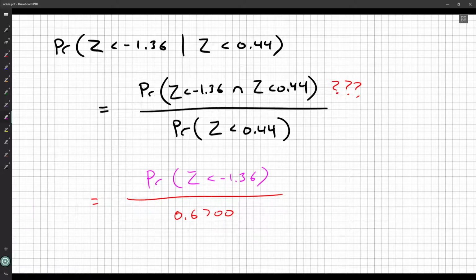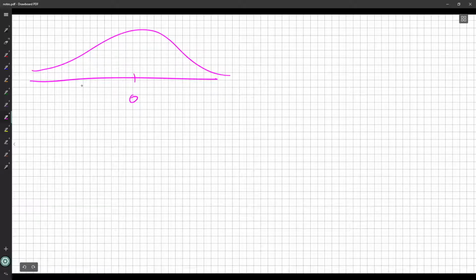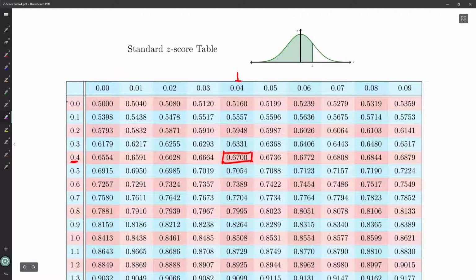Now that can't immediately be looked up in our standard normal table, but if we draw a couple of pictures, we can figure out what to do with it. I'll draw a bell curve, negative 1.36. The probability that z is less than negative 1.36 is the area to the left under the bell curve here. This is what we want. But when it comes to this table, you can't deal with negative z values. The smallest value is 0.00, and then it only ever increases.